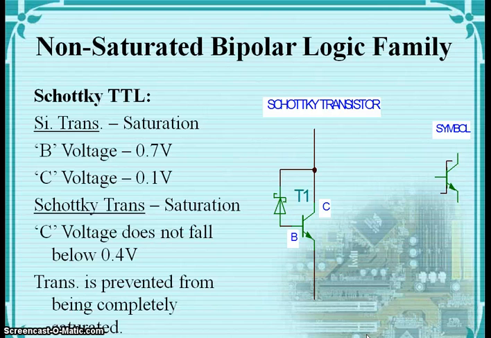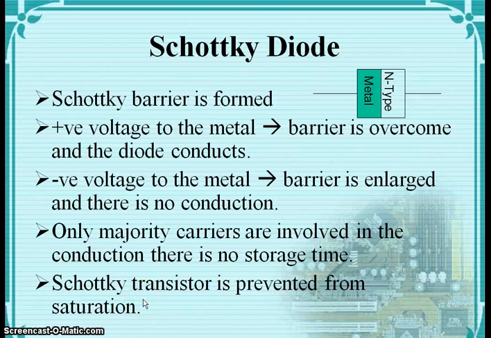For a silicon transistor, for saturation to take place, the base voltage must be 0.7 volt and the collector voltage must be 0.1 volt. In Schottky transistor, for saturation, collector voltage does not fall below 0.4 volts. So the transistor is prevented from being completely saturated. Schottky barrier is formed with a combination of metal and N-type semiconductor. Positive voltage to the metal helps overcome the barrier and the diode conducts.